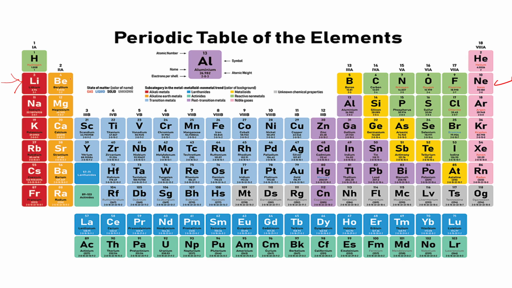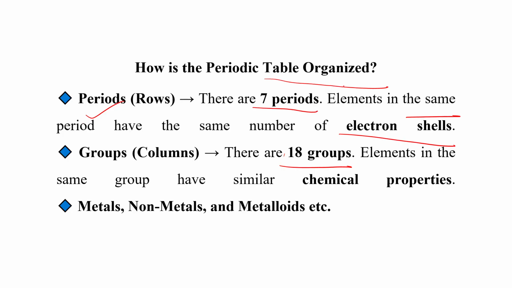Although there will be an increasing number of electrons as you proceed from left to right in the same period, the number of electron shells will be remaining the same. So I will talk about that in detail in another video. So now comes the groups. Elements that are present in the same group will always have the same chemical properties. And periodic table consists of metals, non-metals, and metalloids.